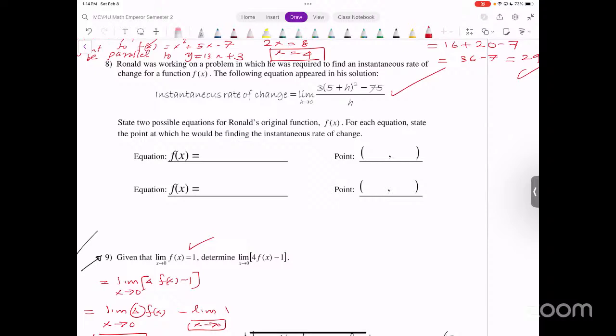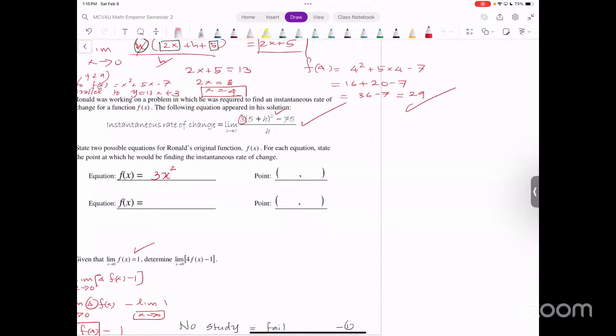This is thinking. So first of all, you guys need to know this function is supposed to be a quadratic. We also need to know that, because of the 3 sitting in here, there should be an a value of that. That's guaranteed. Now we need to ask ourselves, if this function is 3x squared, then you see that there's a 5 plus x going inside. So therefore, he tried to find the rate of change at 5.